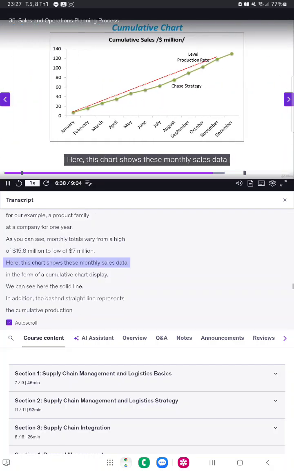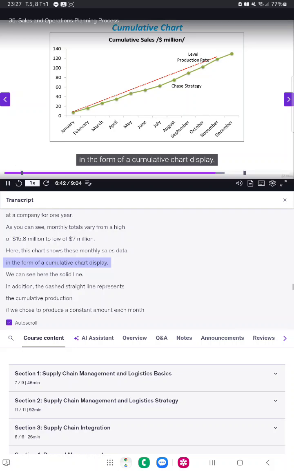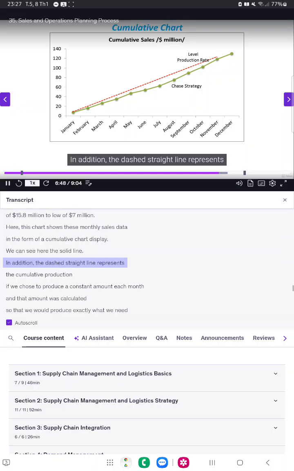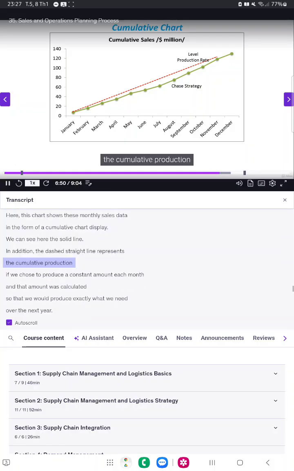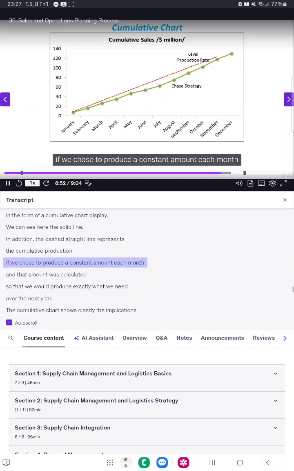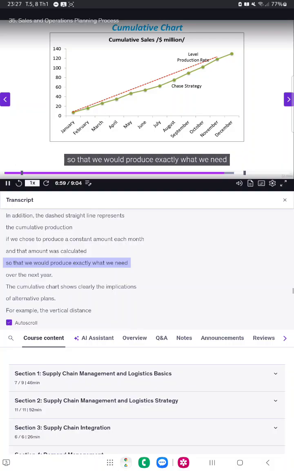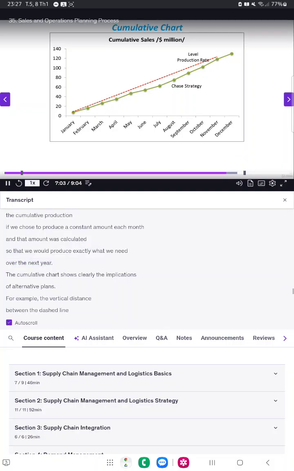Here, this chart shows these monthly sales data in the form of a cumulative chart display. You can see here the solid line. In addition, the dashed straight line represents the cumulative production if we chose to produce a constant amount each month, and that amount was calculated so that we would produce exactly what we need over the next year.